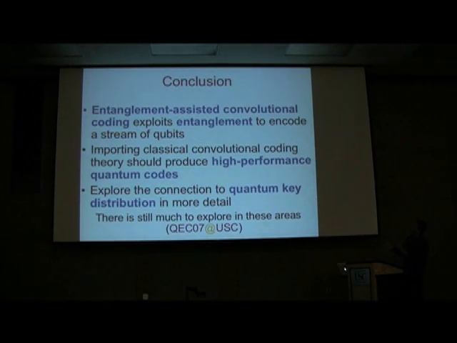And so in conclusion, these entanglement-assisted codes are nice to physicists because they exploit entanglement in their procedure. And importing classical codes should produce high-performance quantum codes. The last thing we'd like to connect this to, because of the connections between quantum privacy and distillation, is figuring out how to use these codes in quantum key distribution. It may be a more practical use of these procedures. And of course, there's much to explore. Thank you very much.